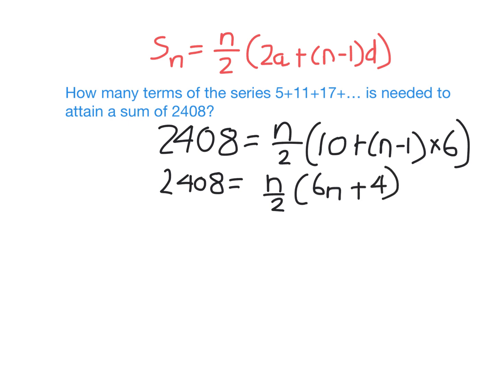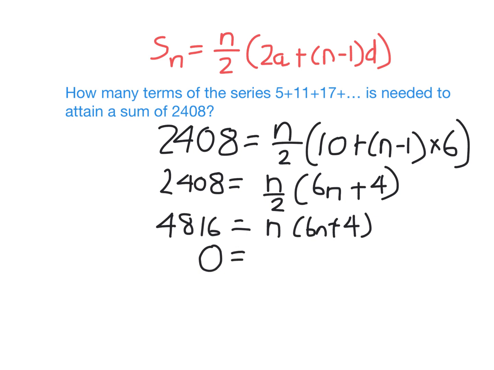All right, I'm going to now multiply each side by 2 just to get rid of the fraction. So I get 4816 is equal to n(6n + 4). Now hopefully you can start to see this is a quadratic because n times 6n gives us 6n squared. So I need one side here to equal 0.